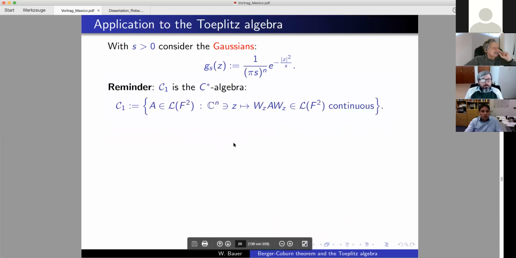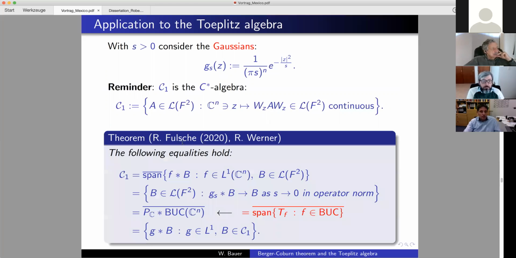Now let me give you an application to the Toeplitz algebra. Here I look at this family of Gaussians, which also in a sense appears in the Berger-Coburn theorem. s is some parameter. And then C1 was this C-star algebra of continuous elements in the bounded operators on the Fock space, just to recall. And here's the characterization: C1 is the closure of the span of f convolved with B, where f is an L1 function and B is a bounded operator.